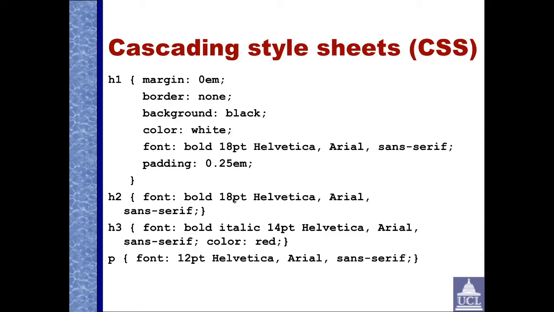Heading 2 will be 18-point bold Helvetica, Arial or sans serif, so it's the same size as this, but it will be just normal black on white. H3 is this time a bit smaller but italic, and this is in red, and the normal paragraph font will just be 12-point Helvetica.